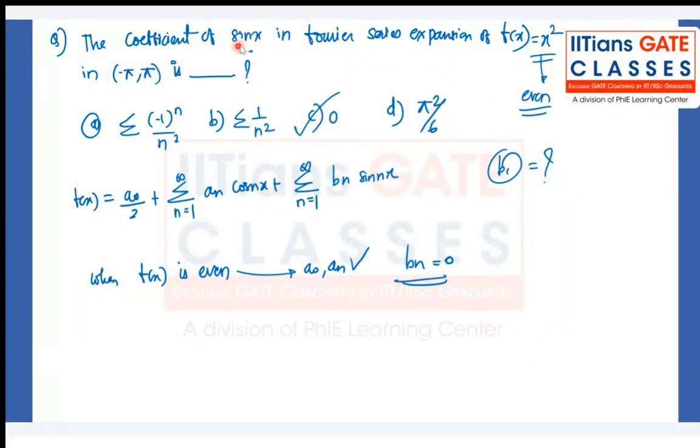Even if they say coefficient of sine of 2x or 3x and 4x, the answer is always 0 in this case. Okay.